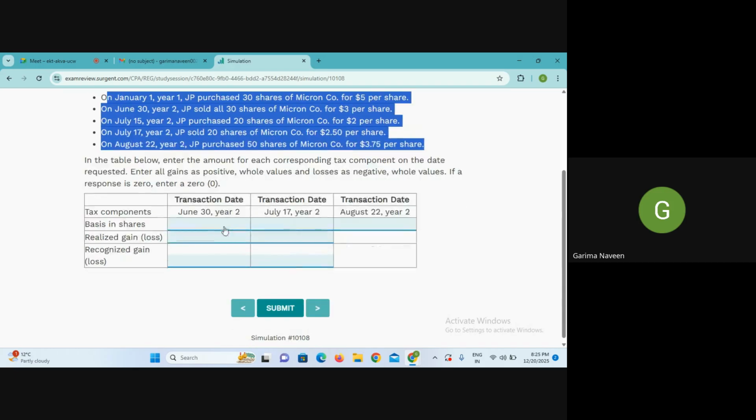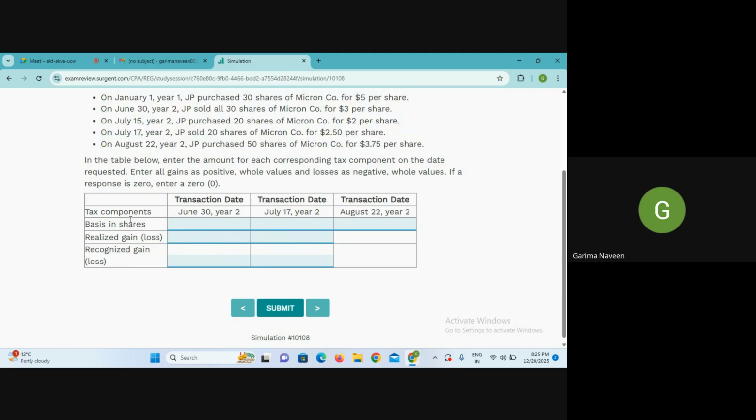So you have to answer the basis. What should be the basis on these dates? Realized gain and recognized gain. Why are these things different, realized and recognized?